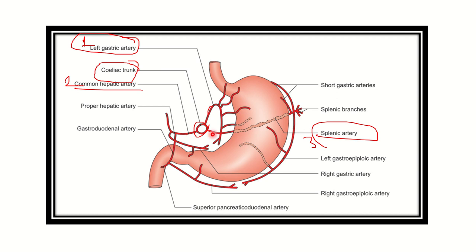On the other hand, here we can see the splenic artery. After reaching the spleen, the splenic artery gives other branches. It gives splenic branches, and after giving the splenic branches, it also divides into some parts. Here we can see the short gastric artery. The short gastric artery arises from this splenic artery, and this splenic artery also gives another branch, which is the left gastroepiploic artery. So the splenic artery gives three branches: splenic branches, short gastric arteries, and left gastroepiploic artery.